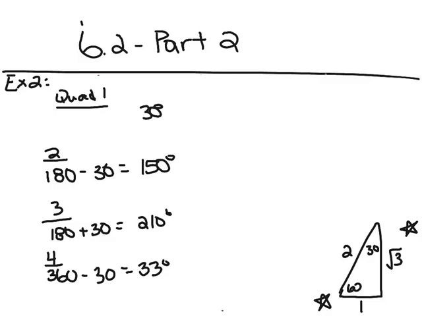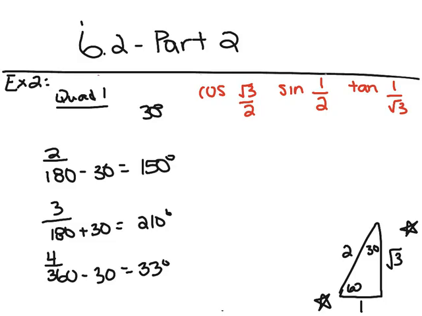So for our 30-degree angle, cos is going to be our adjacent, which is root 3, over our hypotenuse, which is 2. Sine is going to be our opposite, which is 1, over our hypotenuse, which is 2. And tangent is going to be our opposite, which is 1, over our adjacent, which is root 3.